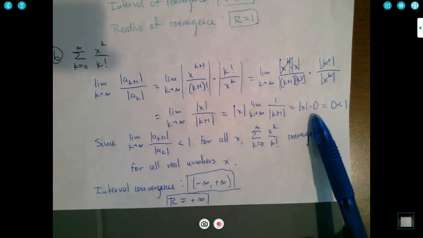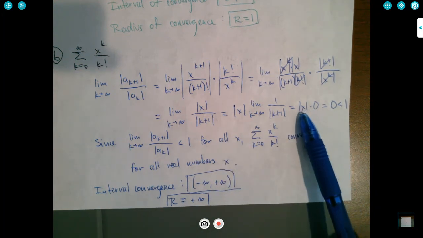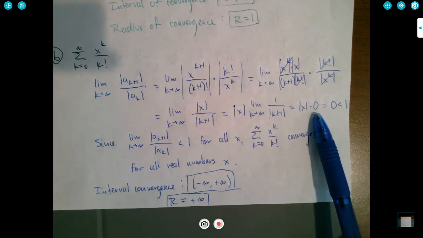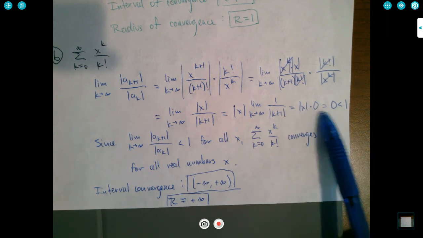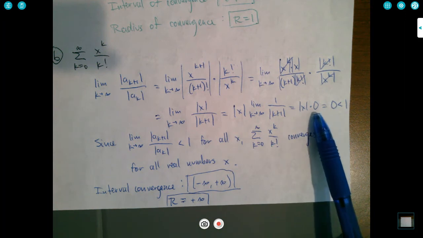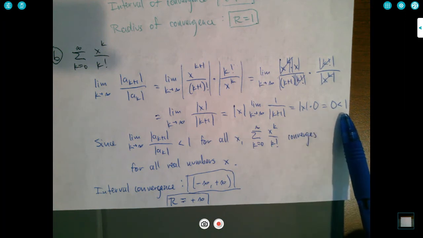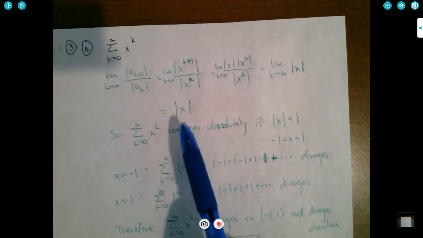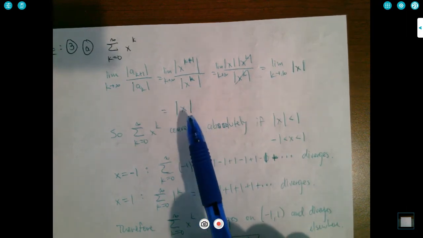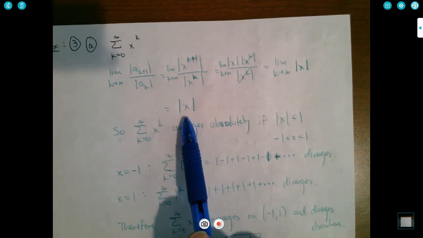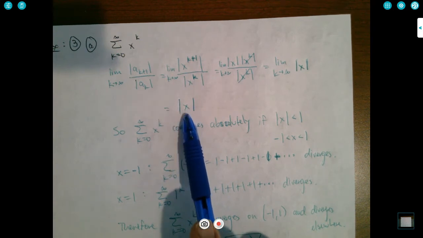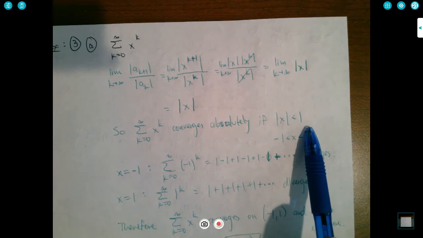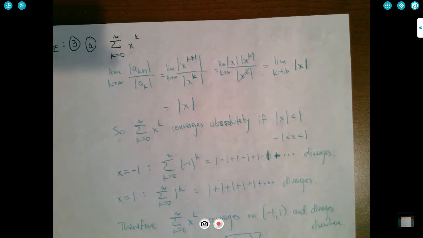Now, by the way, it's not because you got 0. It's because this limit was less than 1. So if we had ended up with something like 9/10, then the same thing would be true, right? This thing would be less than 1 for all real x. Now contrast that with what we got up here, right? When we took the limit here, we didn't get a number, we got the absolute value of x, and so this thing will converge only if the absolute value of x is less than 1, and diverge if it's greater than 1. All right, so let's look at a couple more.